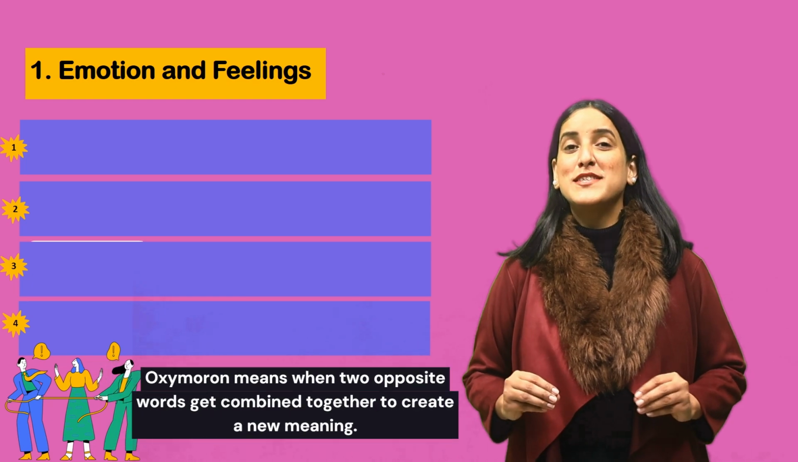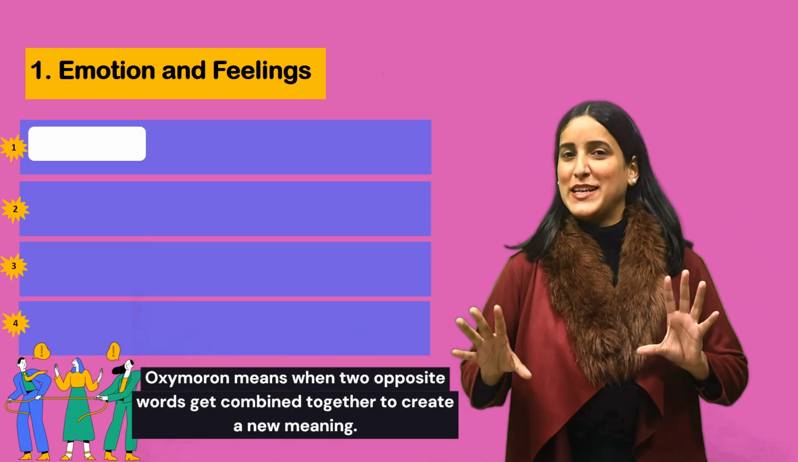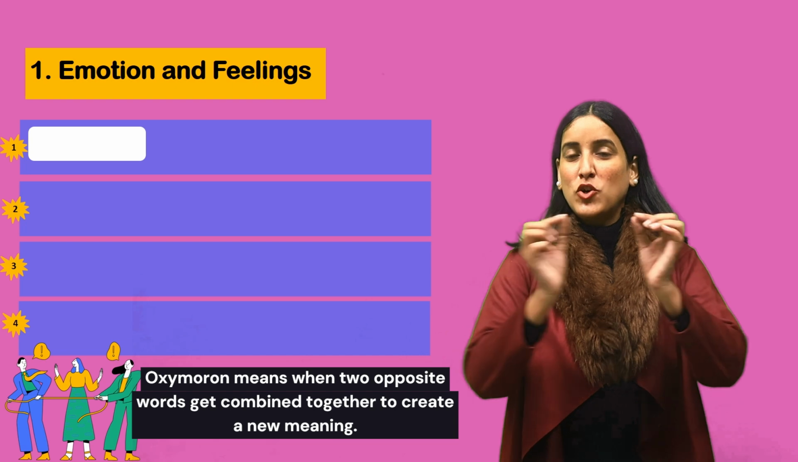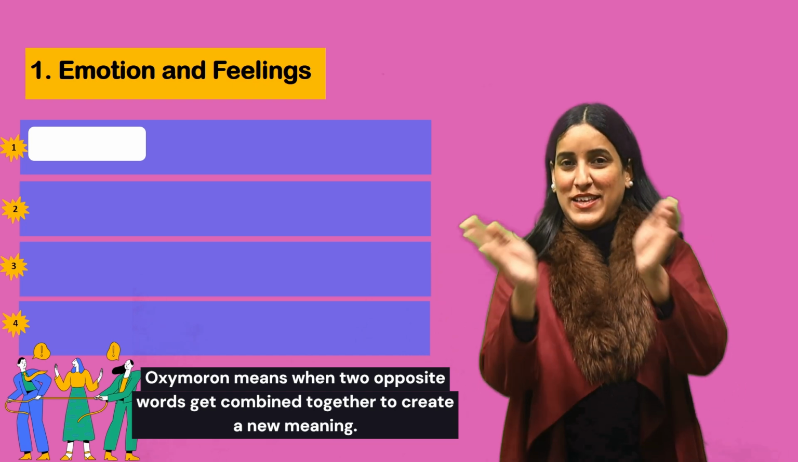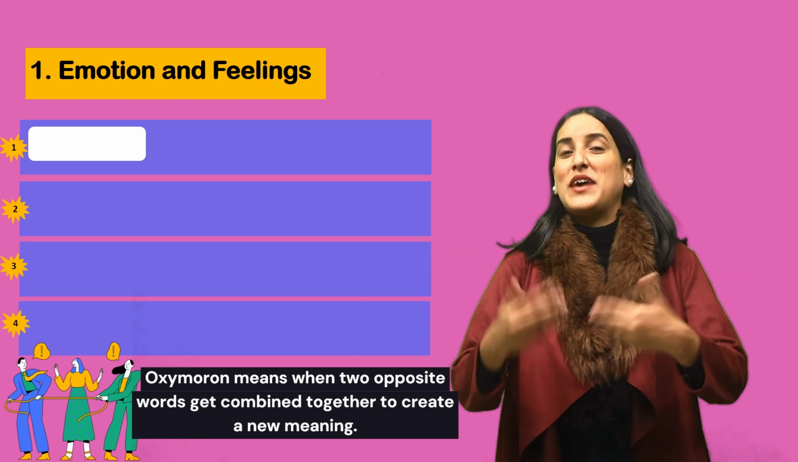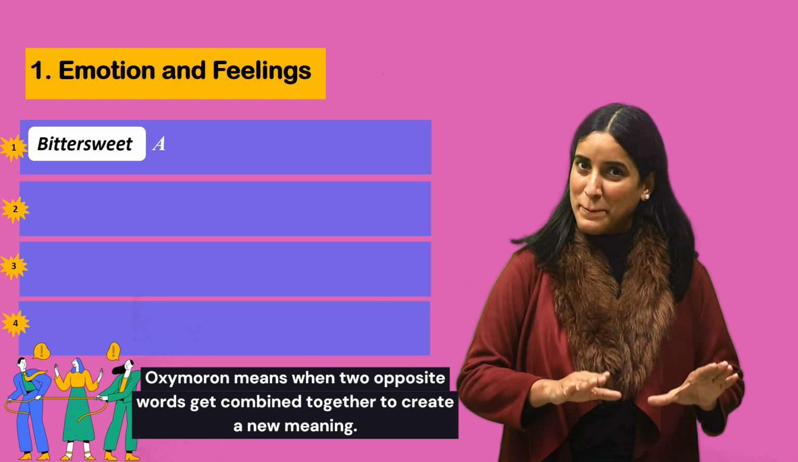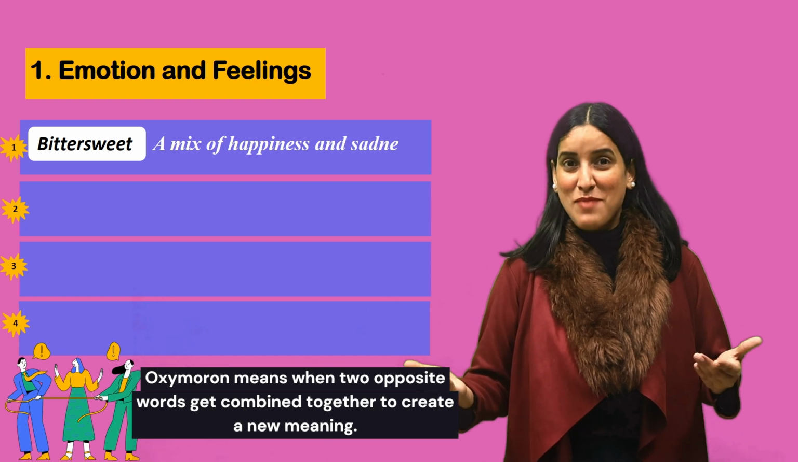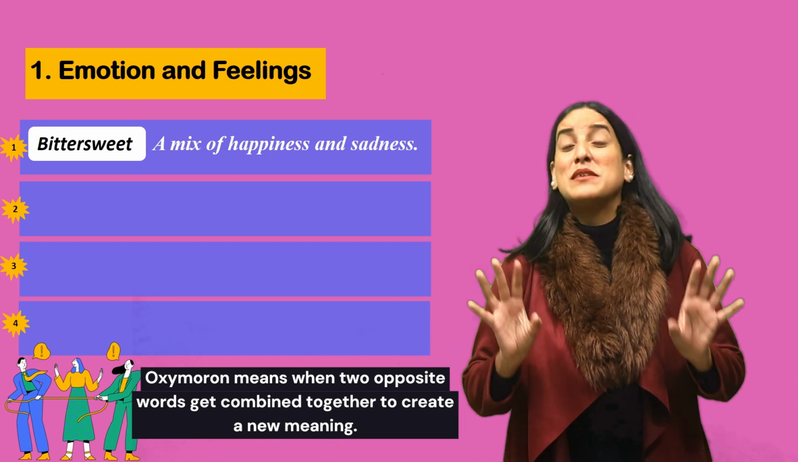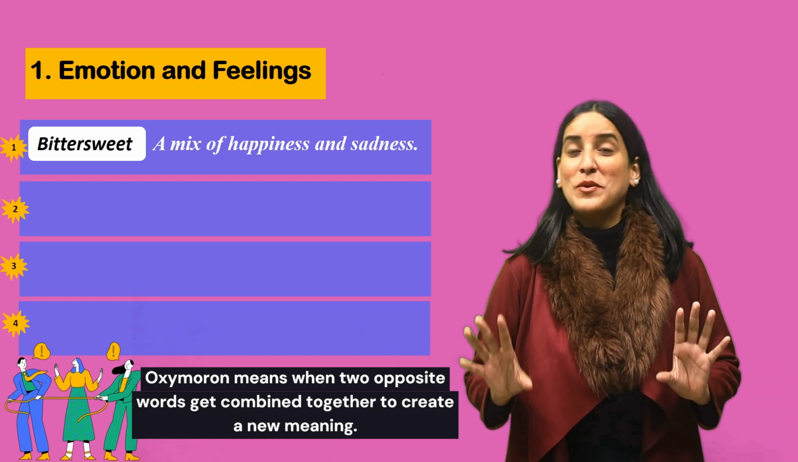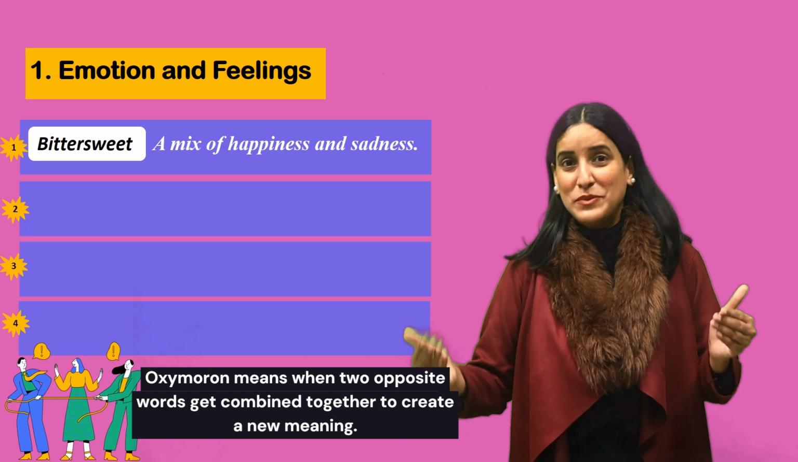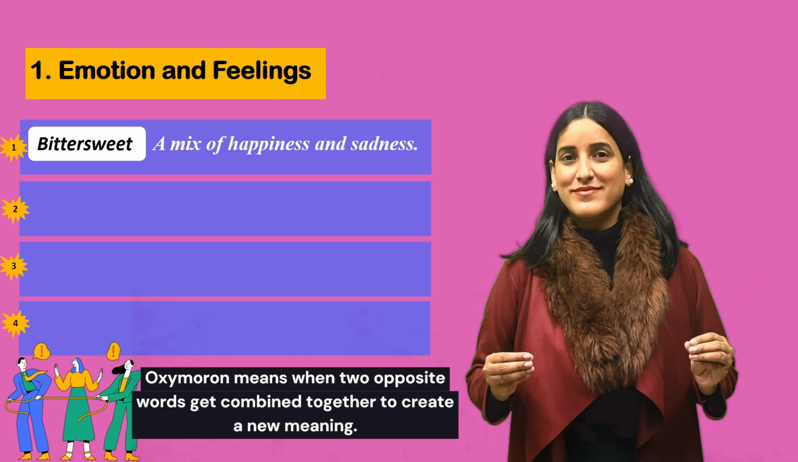The first set of words are from emotions and feelings, okay? So we are going to talk about the contradictory words through which we make another word to describe feelings. The first one being bittersweet itself, which means a mix of happiness and sadness. For example, her graduation was a bittersweet moment, because she would miss her friends, right?